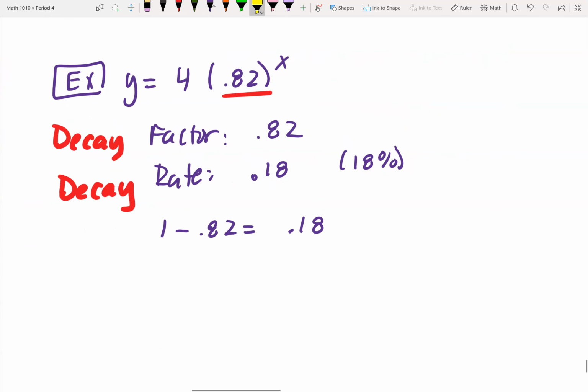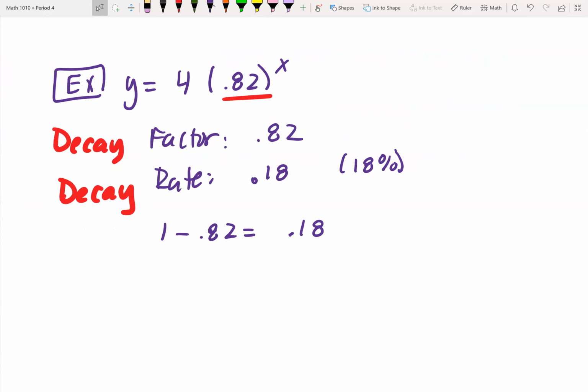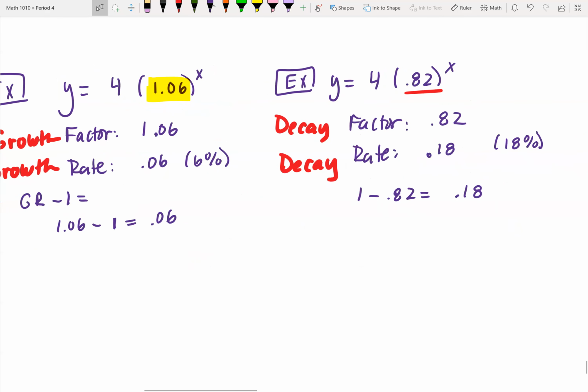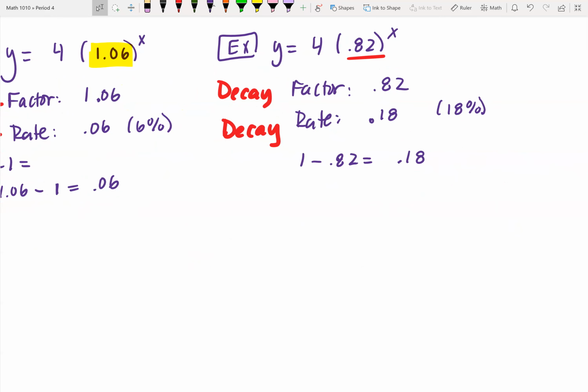Look at the other one. That's a sale on a $100 item. How much am I going to pay in that scenario? 0.82 of the 100, which is 82. So how much am I saving? That's 0.18. I'm saving 18%, where over here I'm getting ripped off 6%. Who says I understand that now? Yeah, I thought that would click.